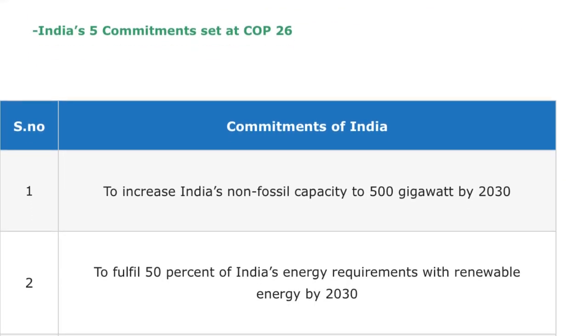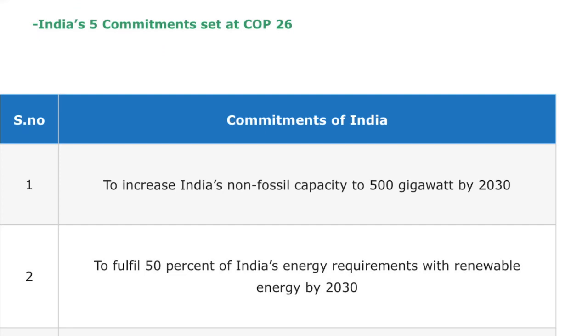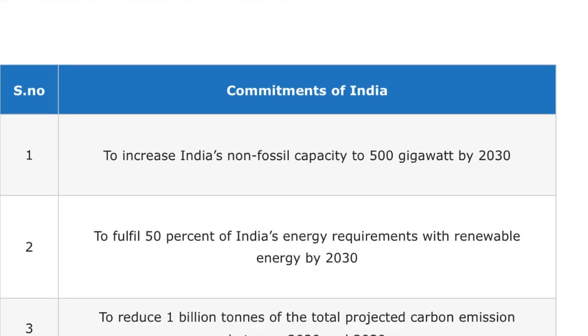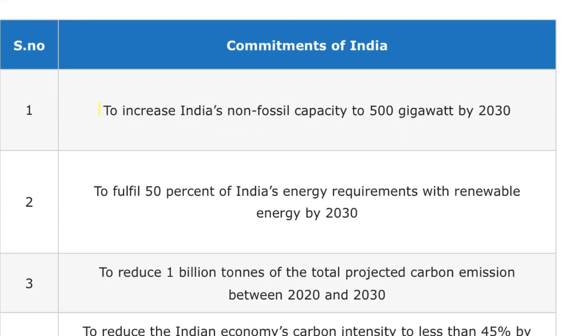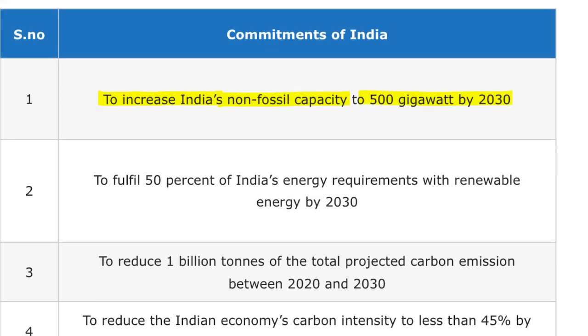Now there are 5 commitments, before we move on to some initiatives that were taken by India and various other initiatives taken during this particular COP summit. First commitment of India: to increase India's non-fossil capacity to 500 gigawatt by the year 2030. These are the one-liners and can be directly asked: what is the targeted non-fossil capacity of India by the year 2030?